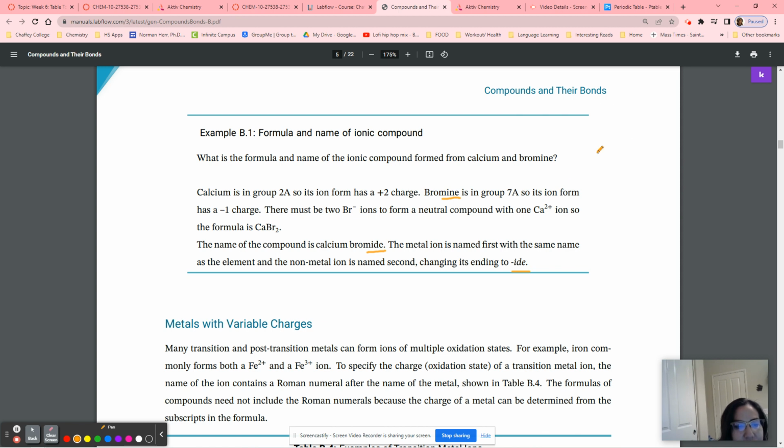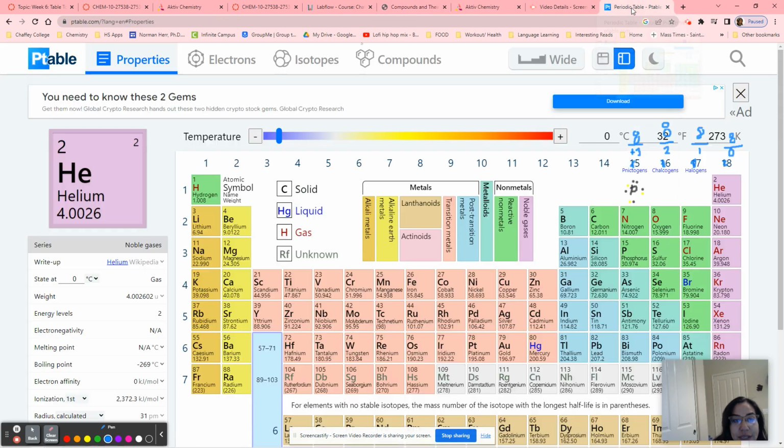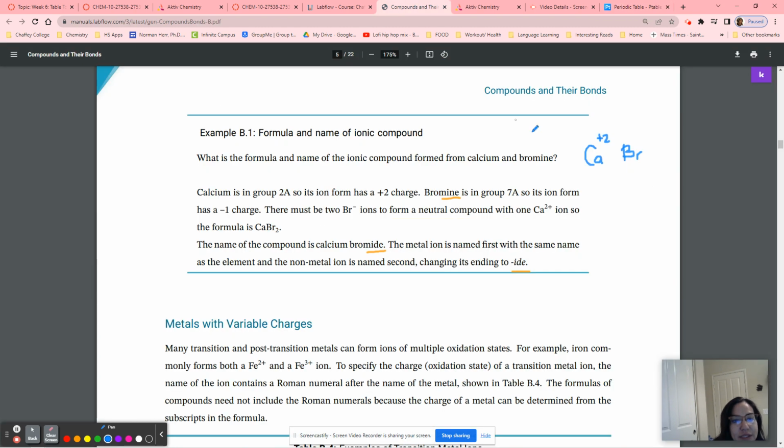So let's show you guys a quick way to create a chemical formula. All right, here is calcium, and calcium can make a positive 2 charge, and bromine. And bromine itself is in group 7 right here, so it could only gain 1 electron, which means that it can only make a negative 1 charge. So you're going to need 2 bromines to counter this 1 calcium, because calcium has a 2 charge.